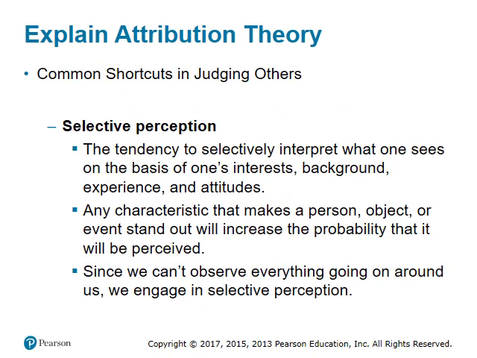We use a number of shortcuts when we judge others, but it's important to recognize that while these shortcuts can be helpful, they can also result in significant distortions. Let's begin with selective perception. Any characteristic that makes a person, object, or event stand out will increase the probability that it will be perceived. Since we can't observe everything going on around us, we engage in selective perception.